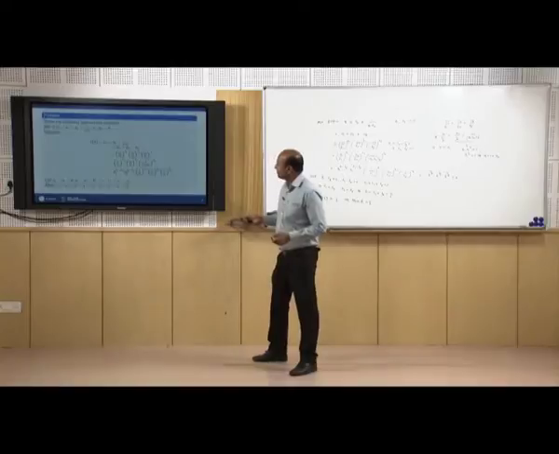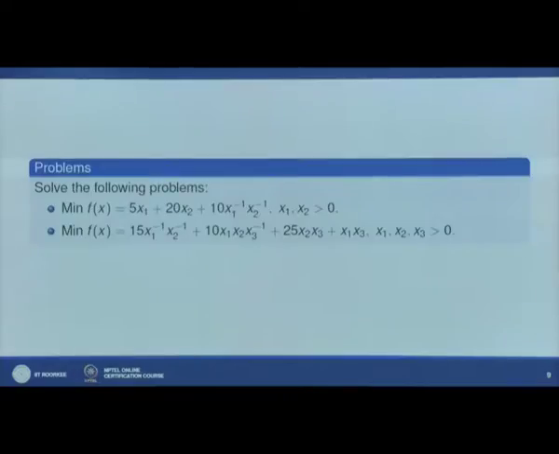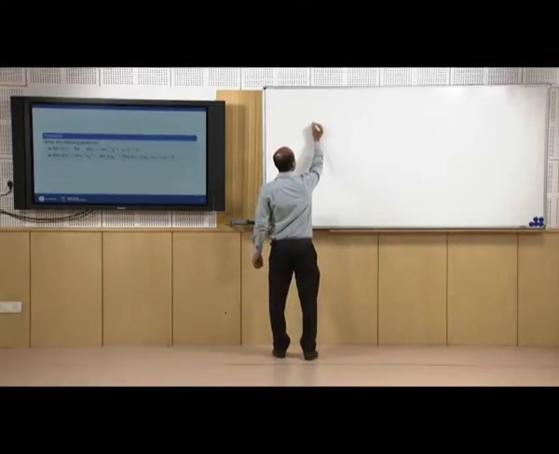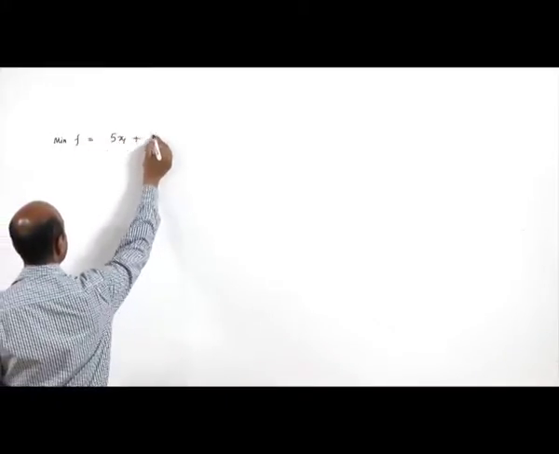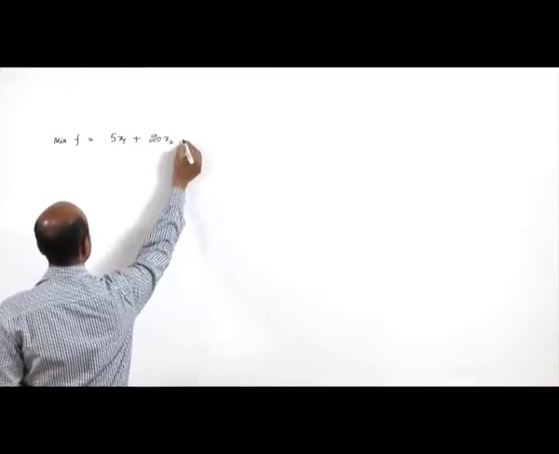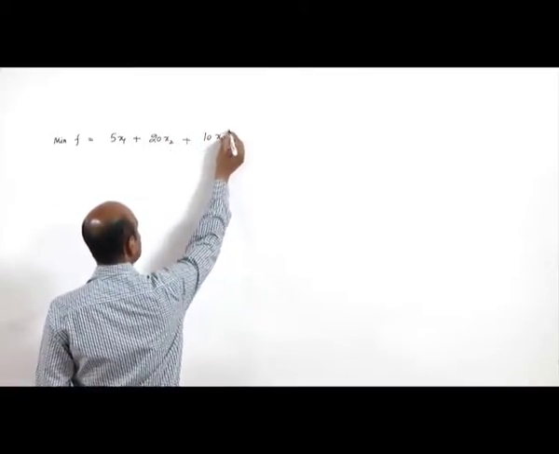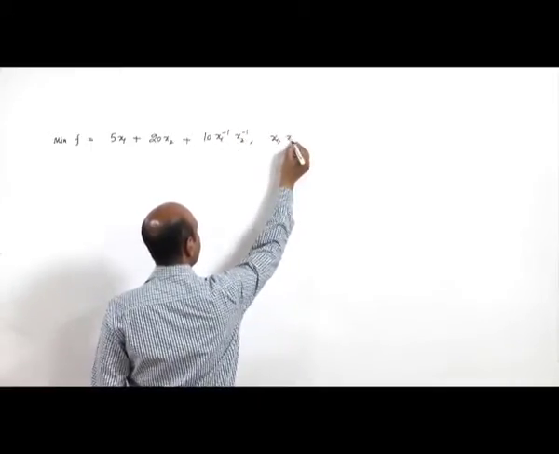So, let us discuss one more problem based on this. This is a simple illustration of the same thing. The problem is minimizing f, which is equal to 5x1 plus 20x2 plus 10 x1 raised to power minus 1, x2 raised to power minus 1, with x1, x2 greater than 0.